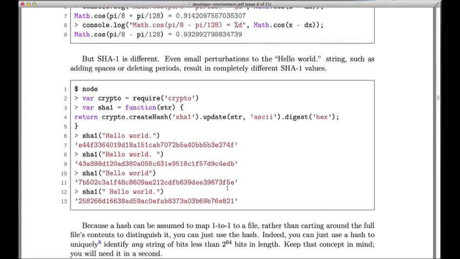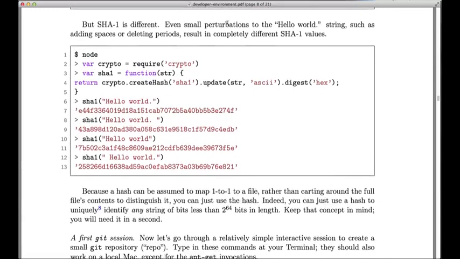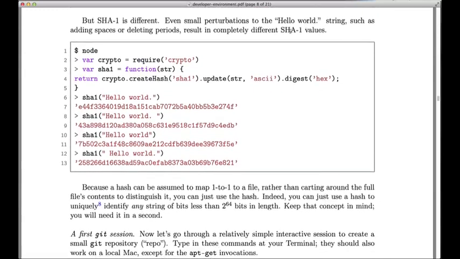But SHA, by contrast, is quite different. Even small perturbations to the hello world string result in completely different SHA1 values. So here, for example, we're defining a function as SHA1, so we don't have to type it in over and over again. And notice if we add a space to the end of hello world, we get a completely different string out. The hex digest is totally different. If we subtract a period, again, totally different. If we put a space at the beginning, again, totally different.